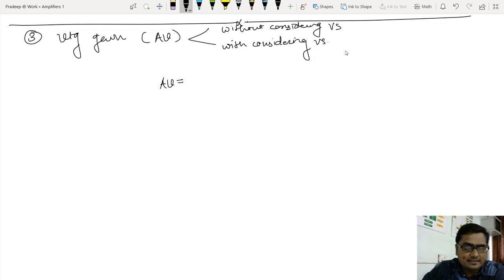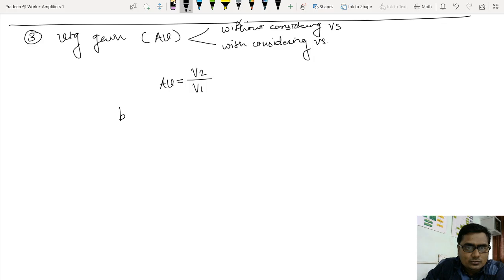I'm interested in AV. Voltage gain is output voltage divided by input voltage. Let me write here. If it is current gain, output current divided by input current. If it is power gain, output power divided by input power. If it is voltage gain, output voltage divided by input voltage. So I'm writing V2 divided by V1.